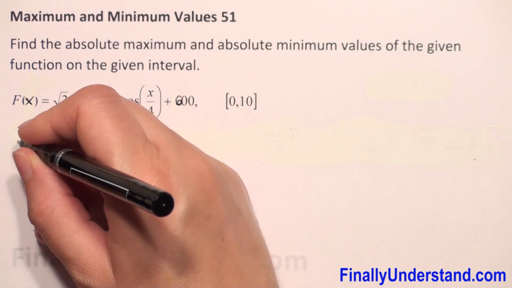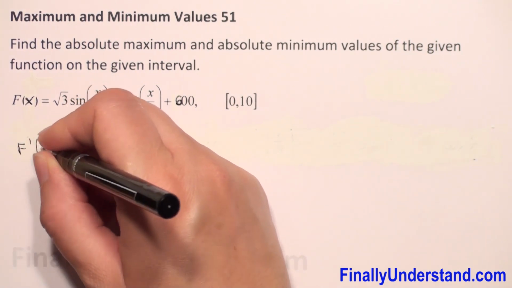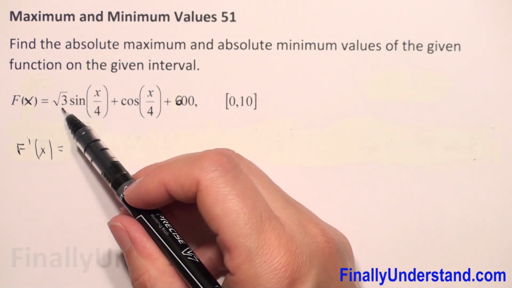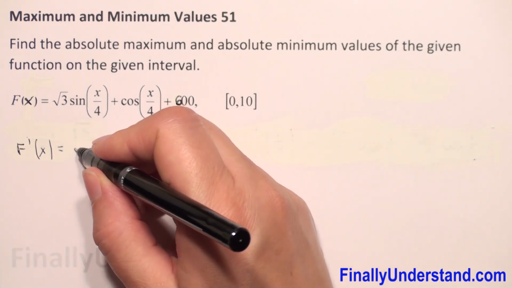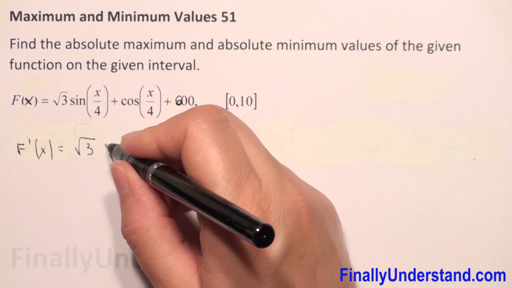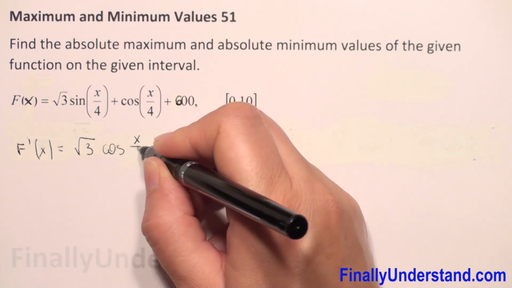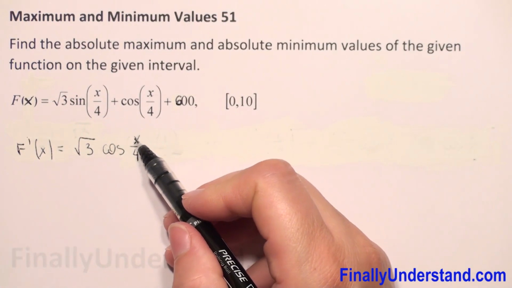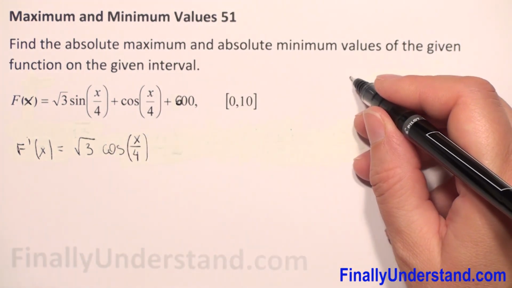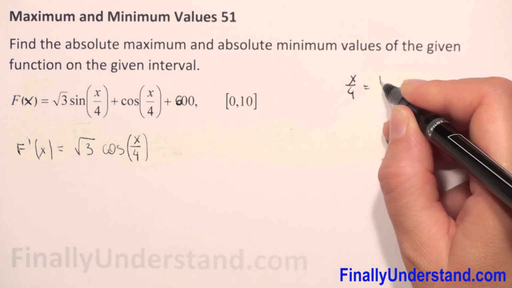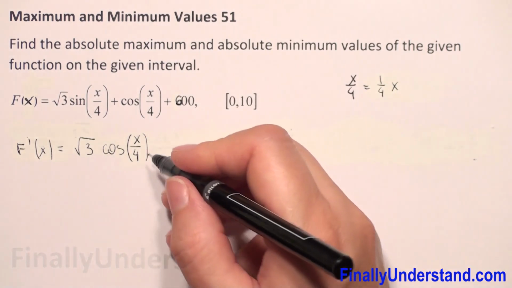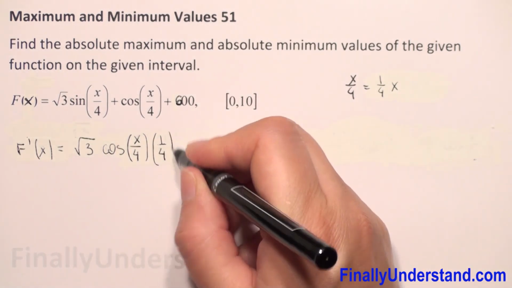So the first derivative of our function, f prime of x, is equal to... We have to find the derivative of square root of 3 times sine. The square root of 3 we just copy. The derivative of sine is cosine of x over 4, times the derivative of x over 4. We can rewrite x over 4 as 1 over 4 times x, so the derivative of this expression is just 1 over 4.